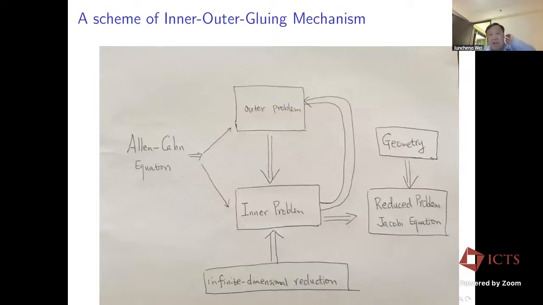Okay, so this is the inner-outer gluing scheme. This is our Allen-Cahn equation, and we decompose this problem into two problems, an inner problem and an outer problem. And we solve the outer problem first. We assume we have a solution for the inner problem, and we solve the outer problem. We put the outer solution inside the inner problem. So we are reduced to solving the inner problem. And for the inner problem, we do two steps. We do first the infinite dimensional reduction, and then we reduce the problem to a Lagrange multiplier, which is a function. And for the reduced problem, we use the Jacobi operator, and use differential geometry to solve. So this is the whole procedure of the inner-outer gluing. It is very standard now.